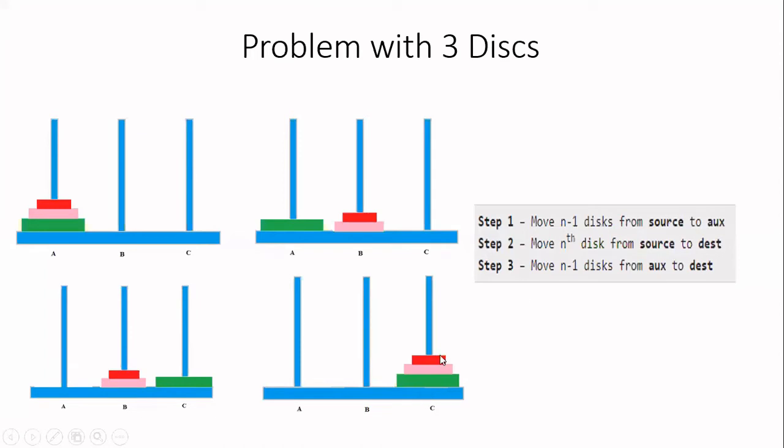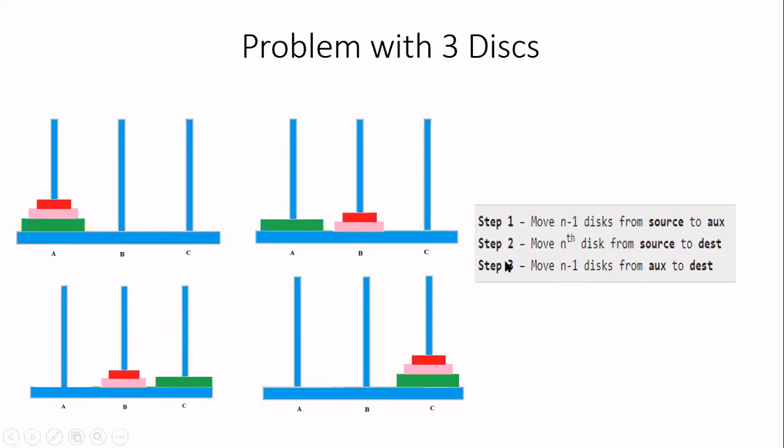Now, there are only 3 steps in the Tower of Hanoi problem. Step number 1 is move n minus 1 disk from source to auxiliary. And step number 2 is, after you have moved n minus 1, only 1 will be left. That is the nth disk. Move that disk from source to destination. And step number 3 is move the n minus 1 disk from the auxiliary tower to the destination tower. So we have 3 steps now.